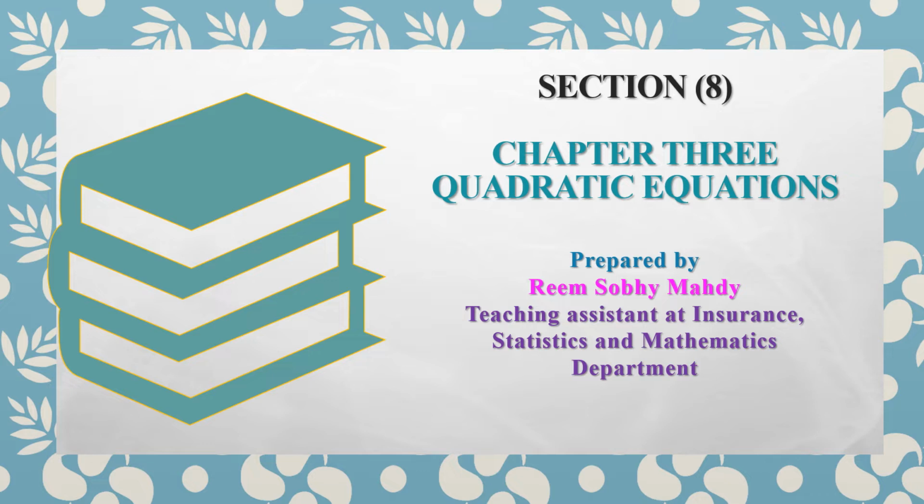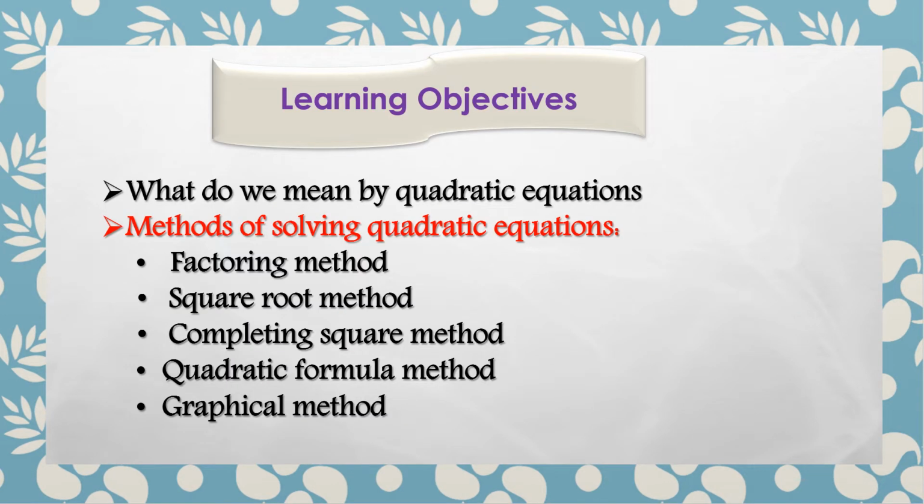This is section 8 in the Pure Mathematics course, chapter 3, titled Quadratic Equations. Again, our learning objectives from this chapter are to know what we mean by quadratic equations and to know some different methods of solving quadratic equations. In section 7, we already took the factoring method and the square root method. In this section, we will use the completing the square method and the quadratic formula method in order to solve quadratic equations.